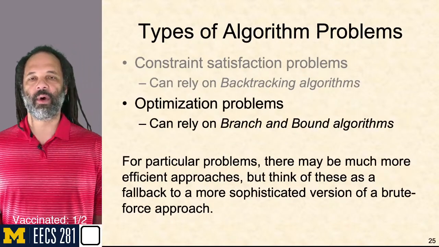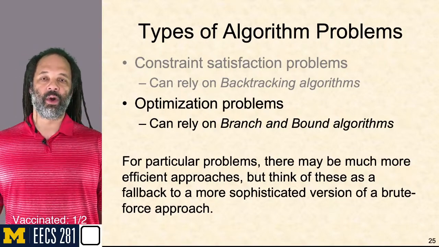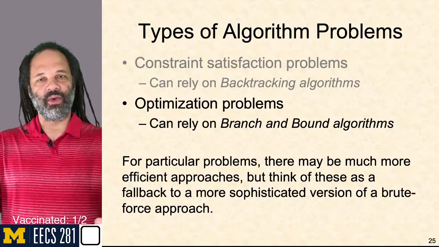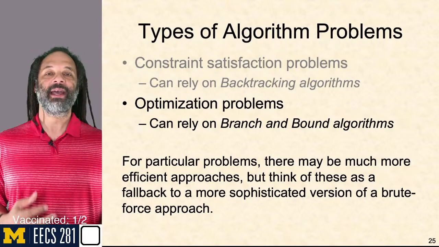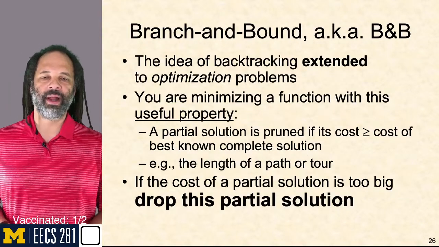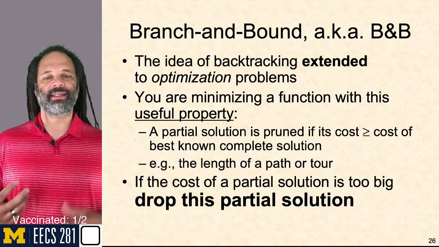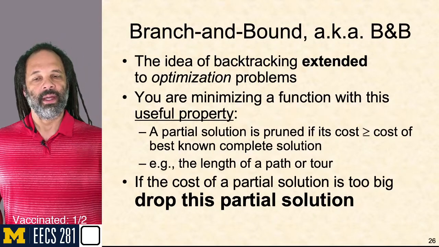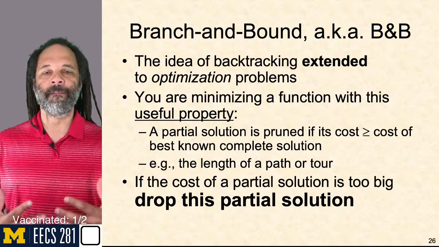So just as before we talked about sorting and constraint satisfaction, optimization problems often have more sophisticated ways to do them, but if you can't come up with that really cool sophisticated way, you can always fall back on branch and bound. So we'll call branch and bound B&B for short. And what we're going to do is extend backtracking to optimization. So we're going to take this useful property here. We're trying to see if we can do some minimizing with it, right?